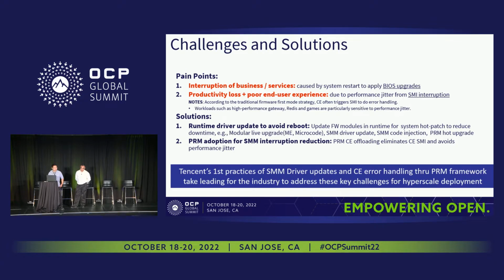Basically, we are trying to use the SCI interrupt plus the PRM mechanism instead of the traditional SMI interrupts to get rid of the performance jitter. And Tencent Cloud is the first cloud provider company to practice these two solutions to address these key challenges for better hyperscale cloud deployment.